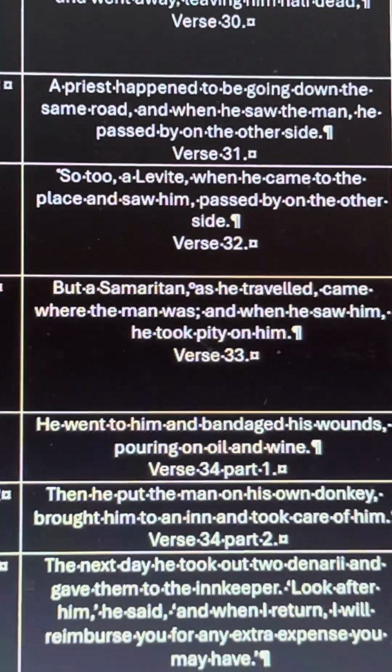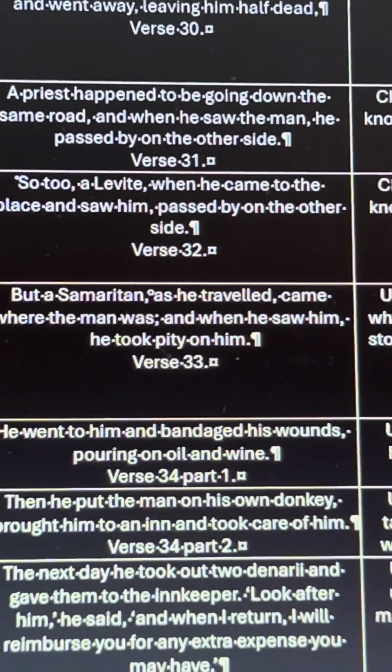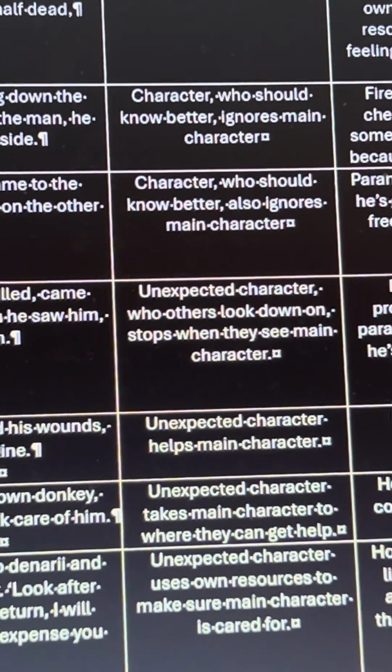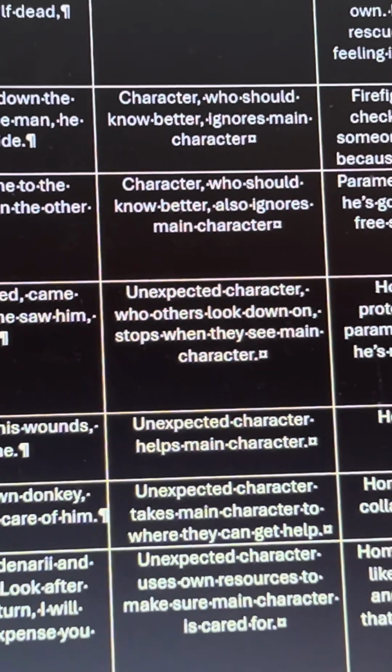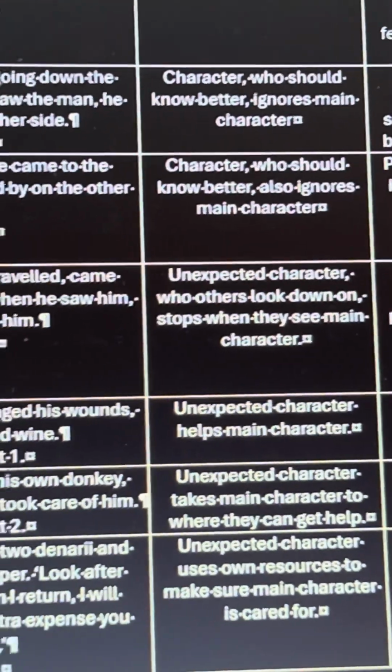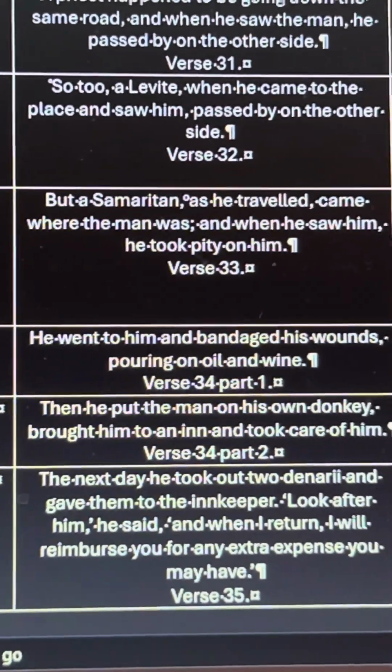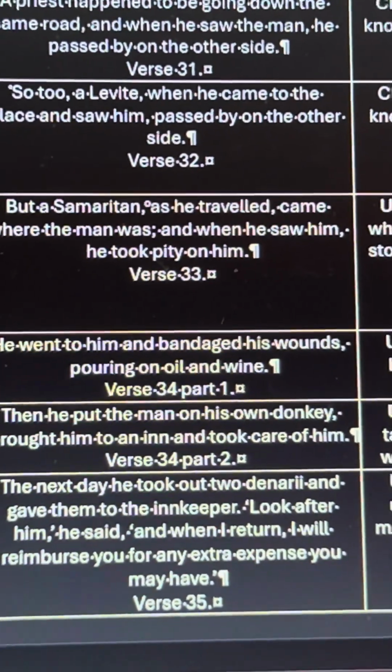Midpoint. The Samaritan comes upon him and takes pity on him. An unexpected character who others look down on stops when he sees the main character. Pinch 2. He bandages his wounds.